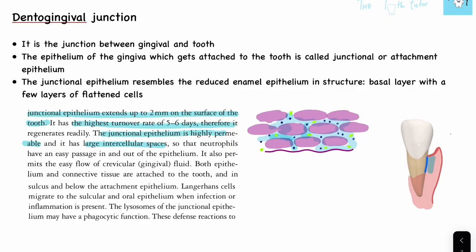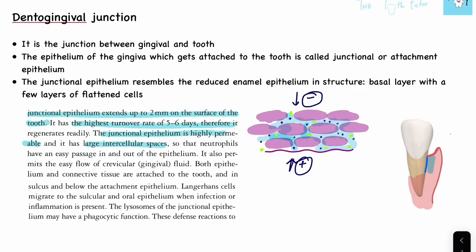So what this means is that, first, because of these intercellular spaces, you can have bacteria getting into this epithelium, and it can cause various infections. But other than this, you also have protection. How do you have protection?